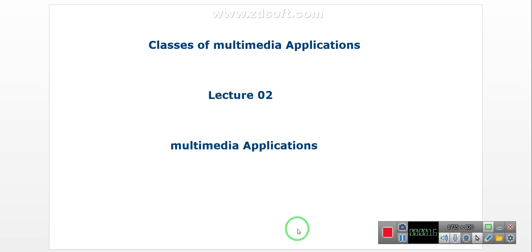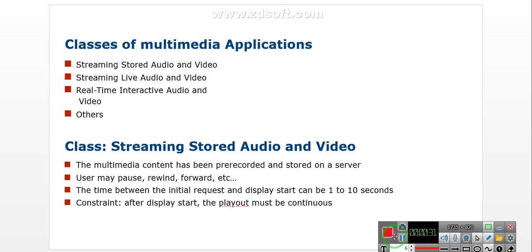So what are the classes of multimedia applications? You know about multimedia: audio, video, streaming, live streaming, images, compression of video and audio, etc. These things are called classes of multimedia. The first class is streaming stored audio and video, then streaming live audio and video.